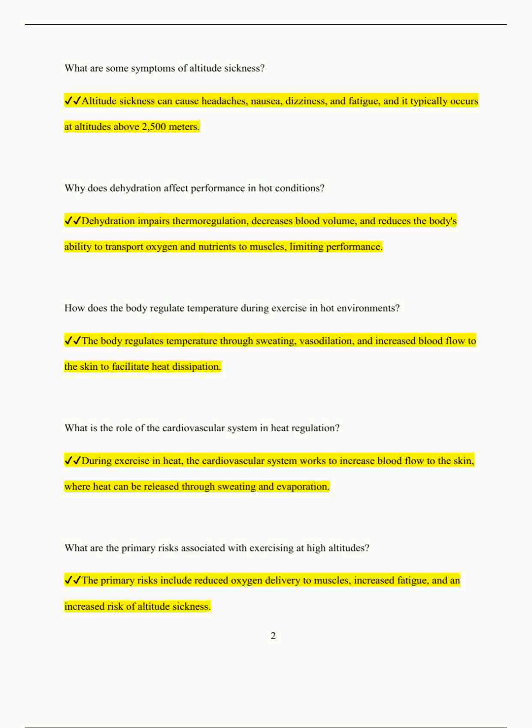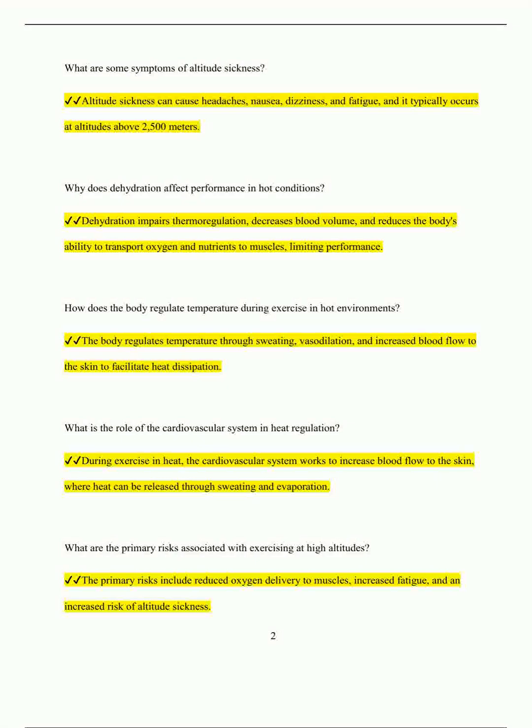Why does dehydration affect performance in hot conditions? Dehydration impairs thermoregulation, decreases blood volume, and reduces the body's ability to transport oxygen and nutrients to muscles, limiting performance. How does the body regulate temperature during exercise in hot environments? The body regulates temperature through sweating, vasodilation, and increased blood flow to the skin to facilitate heat dissipation.